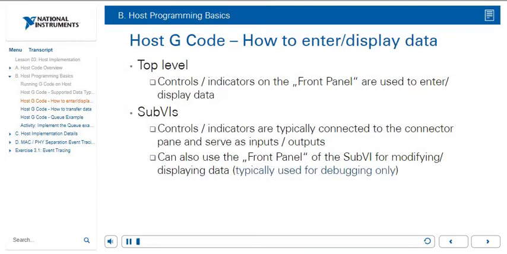Your top-level code in G is going to be called a VI. This VI is going to have controls and indicators on the front panel and are used to enter and display data, as we saw with the application framework. Within your top-level VI, there will be different sub-VIs or sub-functions. With sub-VIs, the controls and indicators are typically connected to the connector pane of the block to allow you to specifically specify the inputs and outputs. You can use controls and indicators on sub-VIs on the front panel, but typically this is just for debugging only.